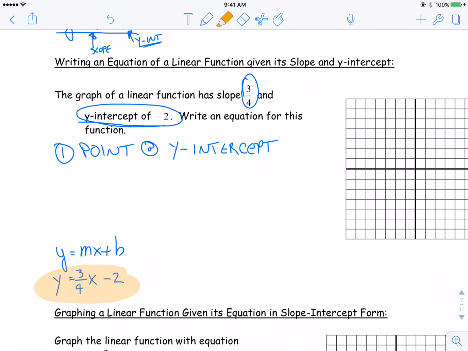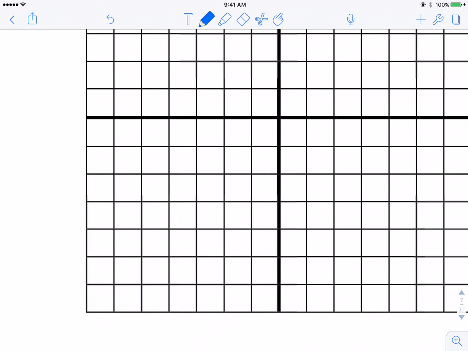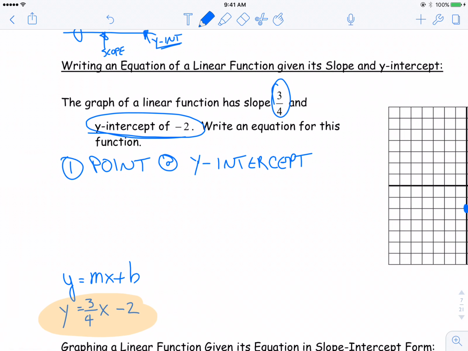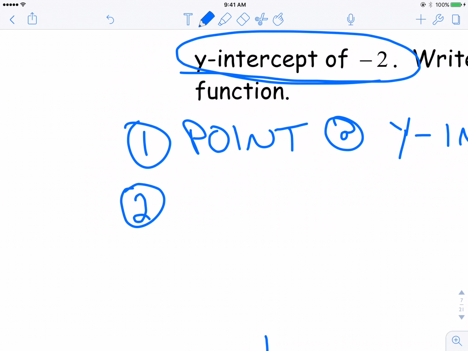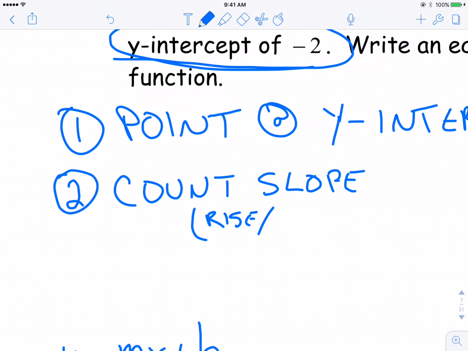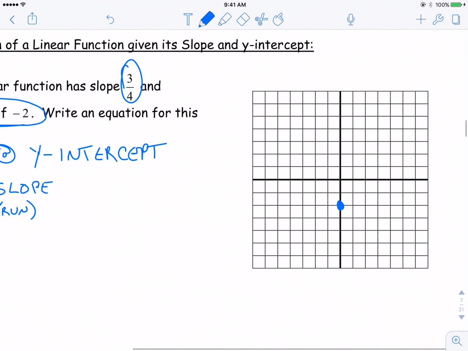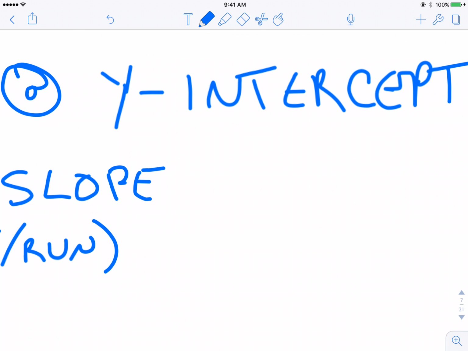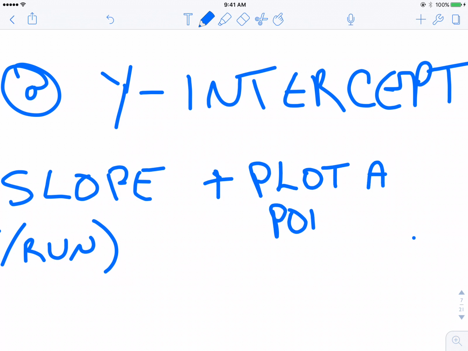So now we go to point number 1. Put a point at the y-intercept. So over here, I'm going to go to -2 on the y-axis. I'm going to put a point. Boom. Done. Number 2. From that point, count slope. Don't forget, the slope is rise over run. So you count your slope and plot a point.